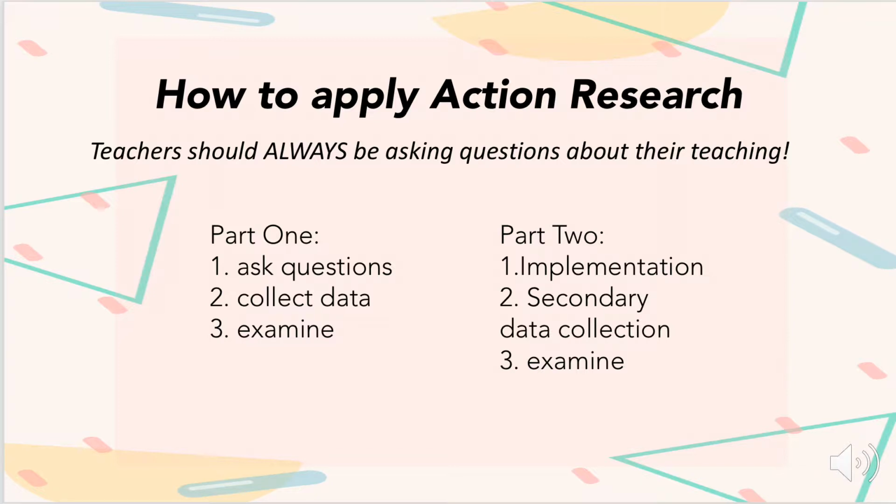Step 2 is to collect data, such as test results or observational notes. Step 3 is to examine your findings and see if the results lead to a potential answer or solution. Once reflection has occurred, part 2 is to redo the process. This is to solidify findings and see if the solution is working. The first step of part 2 is implementation. The second step is secondary data collection. Then finally, step 3 is to re-examine.